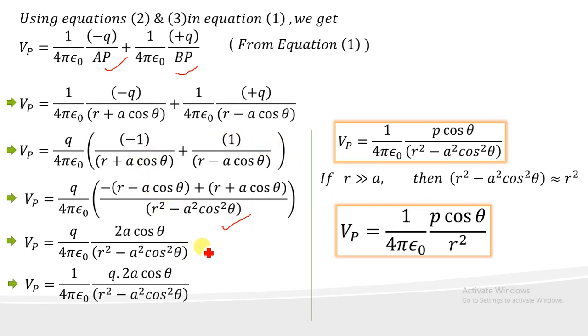There are simple steps. At the last step, this Q into 2A can be replaced by P. The result is Vp equals 1 by 4 pi epsilon naught P cos theta by r square minus A square cos square theta. Now the approximation: if r is very large in comparison to A, then r square minus A square cos square theta can be replaced by r square. So the final result becomes 1 by 4 pi epsilon naught P cos theta by r square. This is the result of case 3.